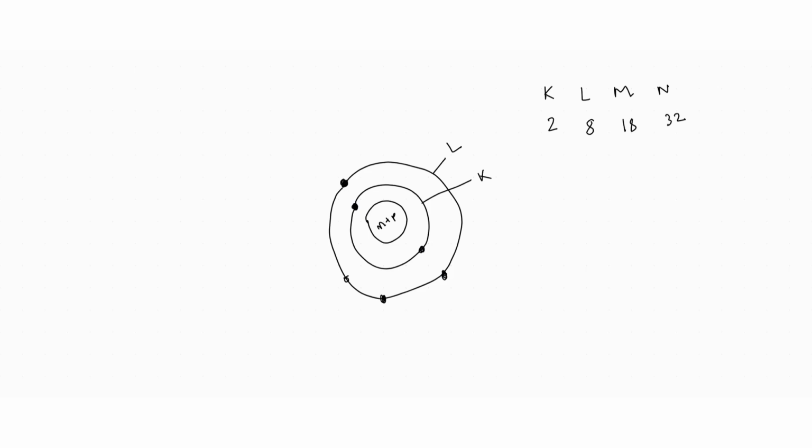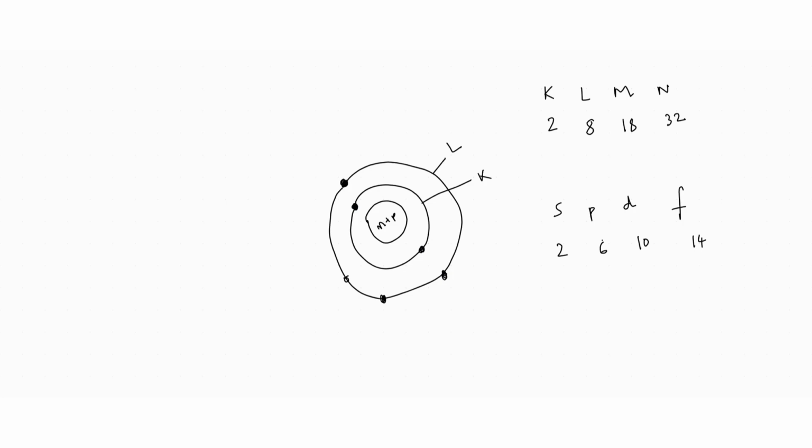Now if we go for the subshells, what subshells do they have? They have S, P, D and F, right? S will have 2 electrons. P can accommodate how many electrons? 6. What about D? 10. And what about F? 14. So this is how the electrons are arranged in the different shells and subshells.